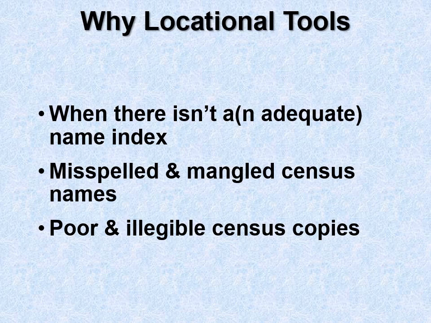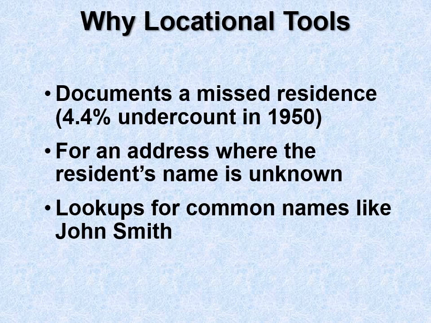The 1950 census was destroyed after filming, so we can't go back and take a look at the original sheets. In addition to that, it documents a missed residence. A number of people were missed on the 1950 census. The estimate is about 1 out of 20 to 1 out of 25 people were missed. But with a locational tool, you can get to the ED they should have been in. Take a look at the enumerator as he walked down the street. You'll be able to see the addresses there, and you may see that your residents did not participate.